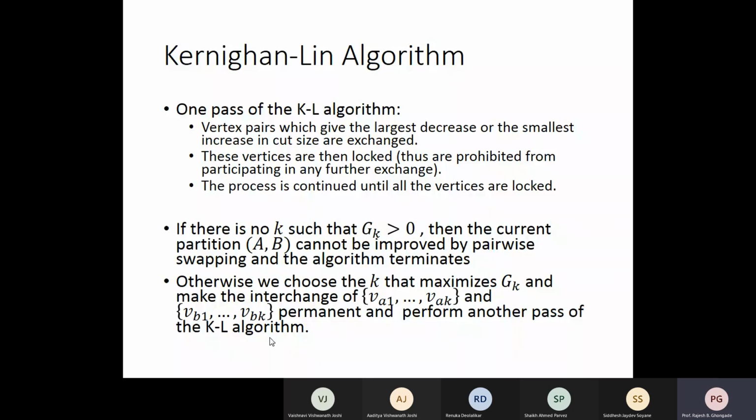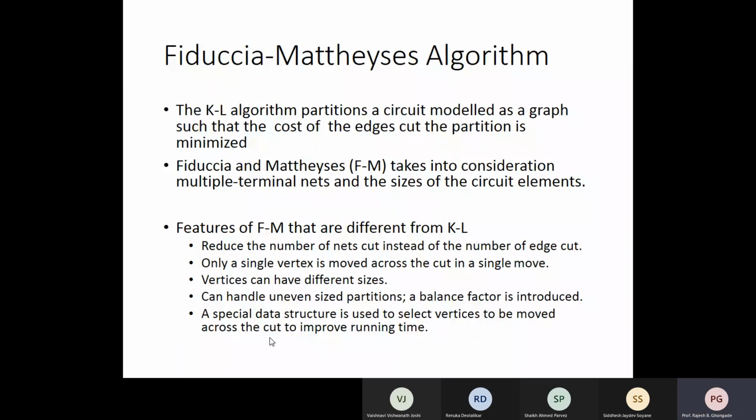So the algorithm will terminate. Otherwise, another K is chosen so that it maximizes GK and makes the interchange and continues with the iterations. So this is called the KL algorithm. There is something called the Fiduccia-Mattheyses algorithm. This KL algorithm partitions a circuit modeled as a graph such that cost is minimized.